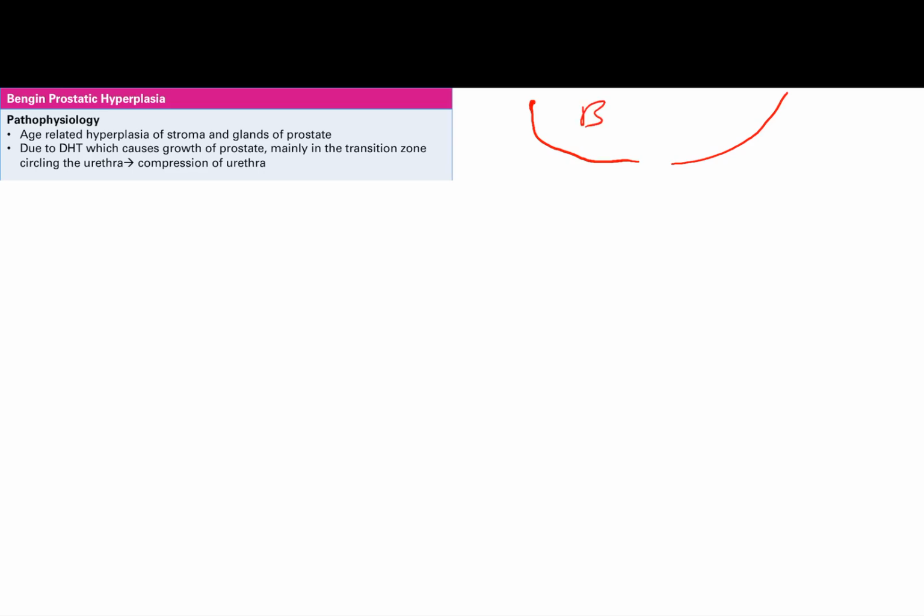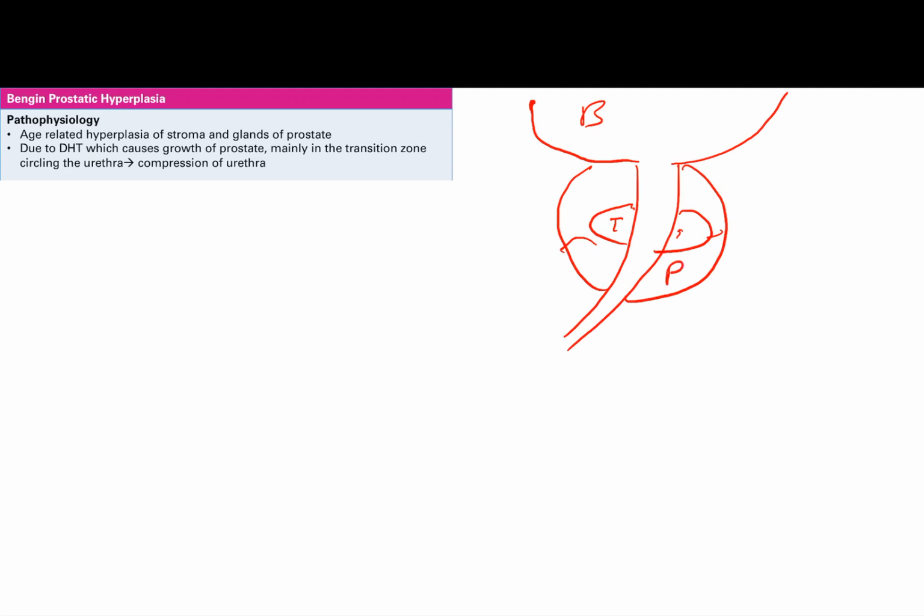I'm going to draw the prostate around it. Here's the prostate. Here's the urethra coming through. Prostate surrounding the urethra. And then here is our transition zone, right around the urethra. I'm also going to draw out another zone. It's called the peripheral zone. I'm going to label it P. Okay. So if the transition zone grows due to that DHT we're talking about, you can see that this urethra gets clogged up. It gets compressed. So guess what symptoms you're going to have?